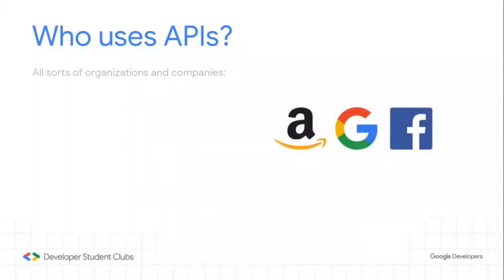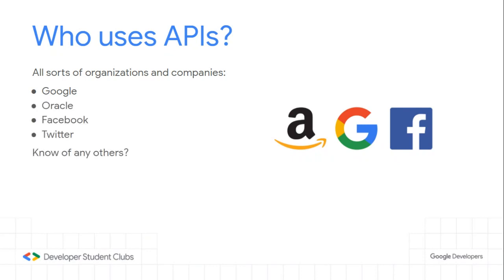All right, so who uses APIs? And the short answer is all sorts of organizations and companies that are part of our world. We have Google, which we're using, Oracle, Facebook has an API, Twitter has an API. And you might want to stop and consider if you know of any others. This is a term that not a lot of people know about, so you might have an advantage just by knowing any of these already, right? And we're going to learn about even more as we progress with this.